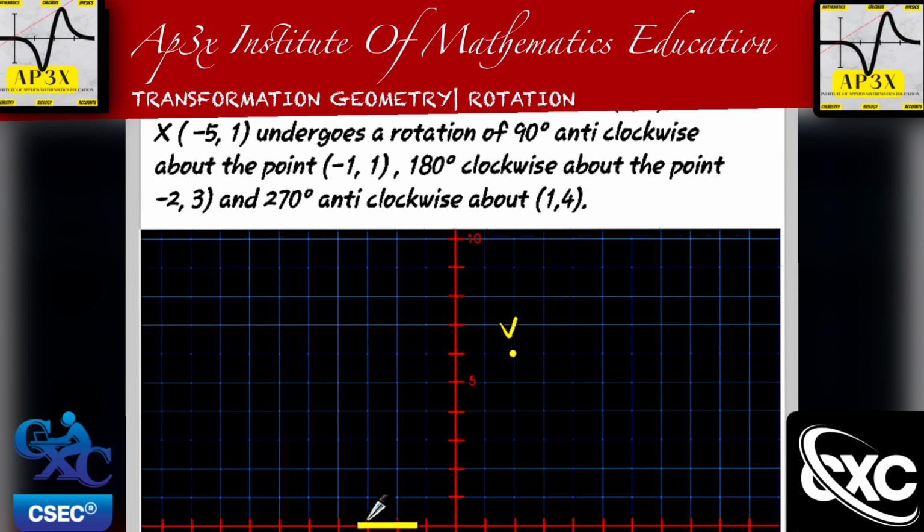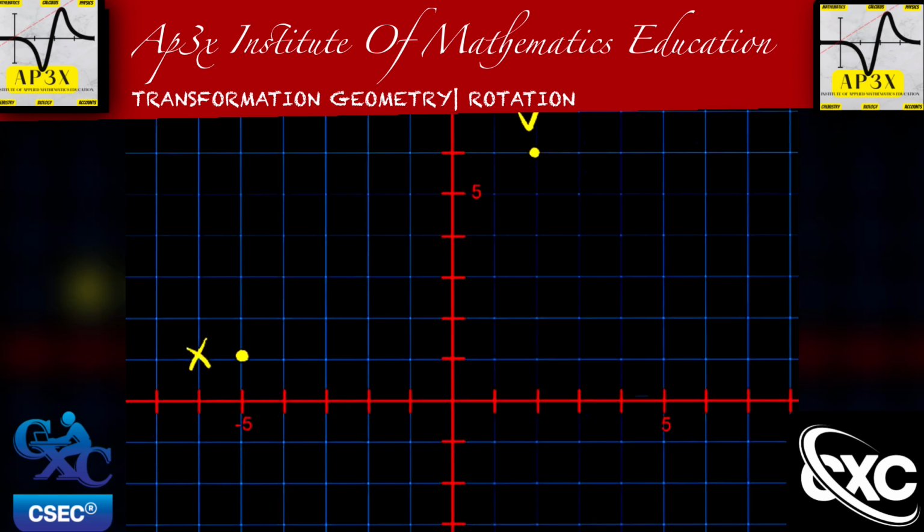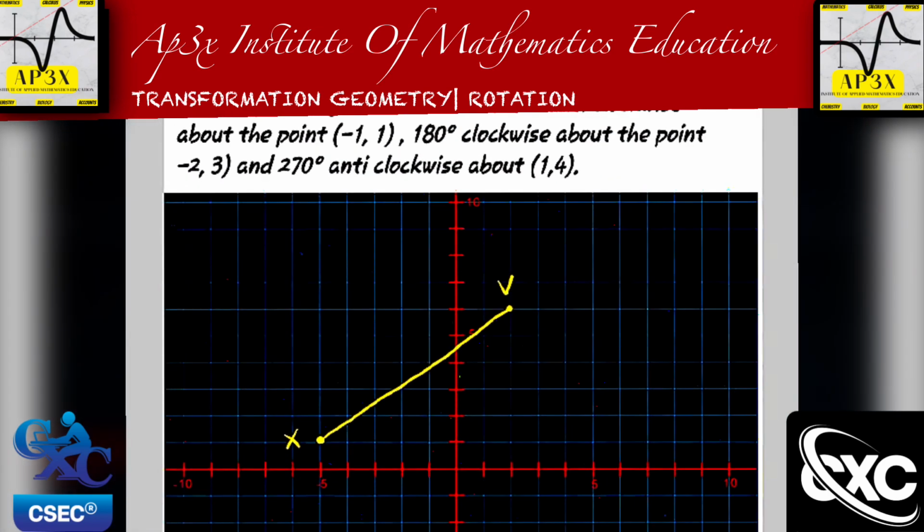So that's 1, 2, 3, 4, 5, and then we're going to go up 1. So this is what we're looking at here, and this is our point X. My apologies there, guys. So then we're going to go ahead and draw our line. Boom, like that. So that's the line that we're going to rotate.